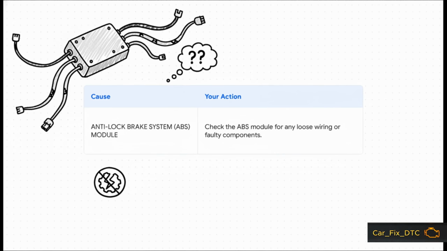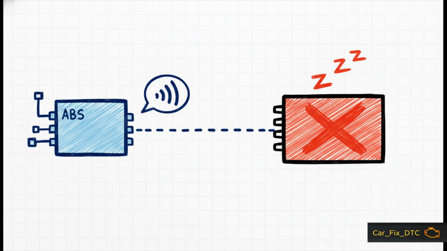So, your next move is to check the wiring that plugs directly into the ABS module. Is everything snug? Does the module itself look damaged? A faulty ABS module just can't send the message, no matter how good the wiring is. And this brings us to our third and final suspect, the big boss, the main brain of the entire operation, the powertrain control module, or PCM.